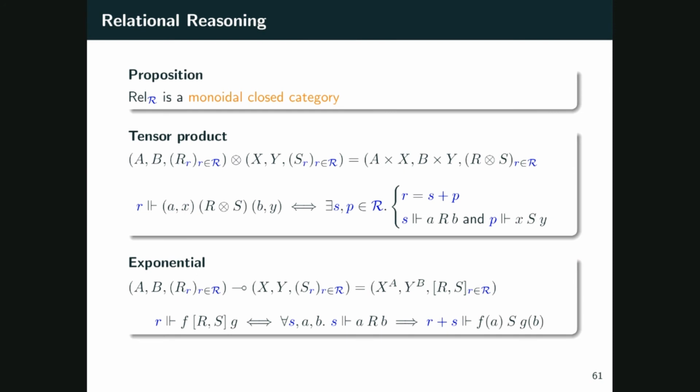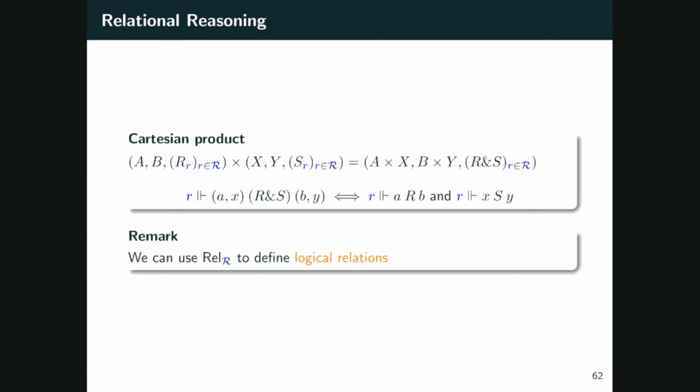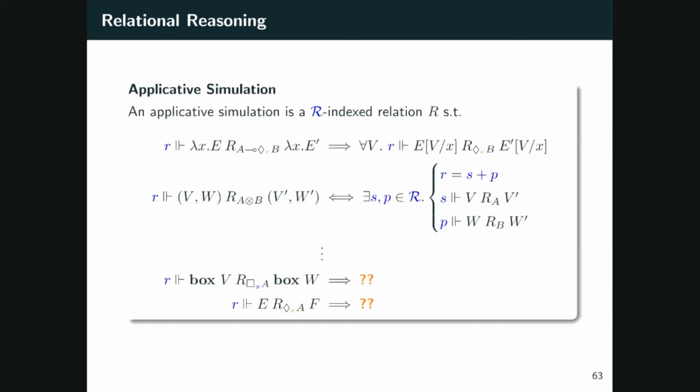And if you're familiar with this definition, you immediately recognize that this structure actually captures the way in which we account for resources. So we need to be able to split resources or to add resources and so forth. And of course, there are also other constructions in this category, like Cartesian product. And that is just a remark to say that this category can be used as a base for studying logical relations for coeffectful calculi. All right, end of the remark.